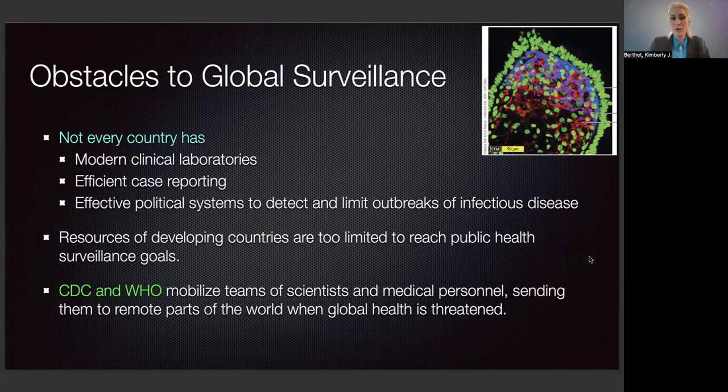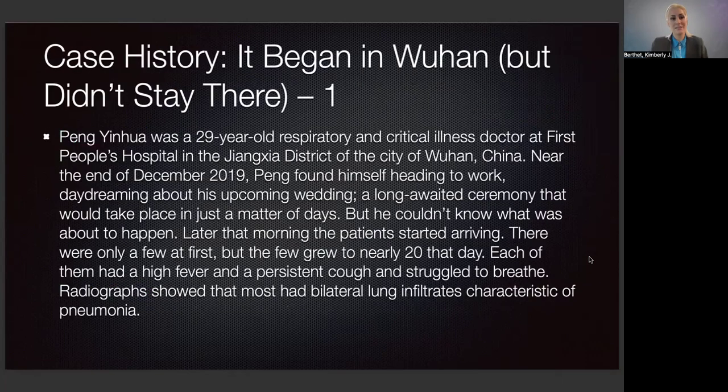So the CDC and WHO help mobilize teams to areas so that we can have global surveillance of the passing of disease. And this is how we can pick up on things that we know are endemic turning epidemic, and that's when we get a spike for an epidemiologist to start looking into outbreaks and preventing them from becoming pandemics.